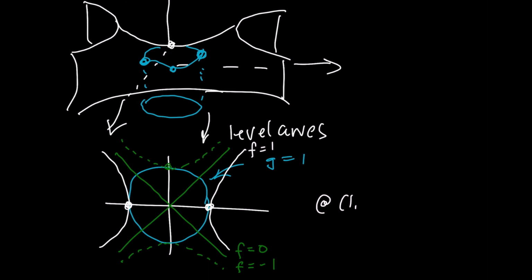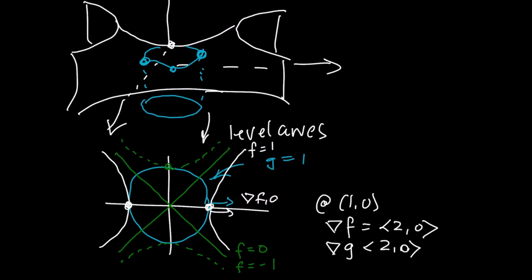So at 1, 0, the gradient of my function was 2 and 0, and the gradient of my constraint equation was also 2 and 0. As advertised, these things are pointing in the same direction. So grad f and grad g are parallel. That's why that point turns out to be an absolute maximum. A similar thing happens over on the other side. Here, both of these things are negative 2 and 0, so they point parallel to each other.